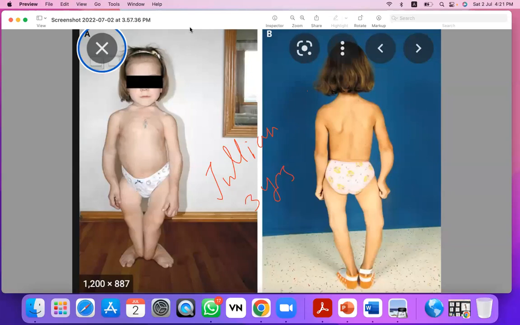There is no clubbing, nothing in the palm. How is the pulse? Pulse normal, regular. Is there any swelling I can feel? Yes, you can feel there is swelling in the wrist joint and elbow joint.